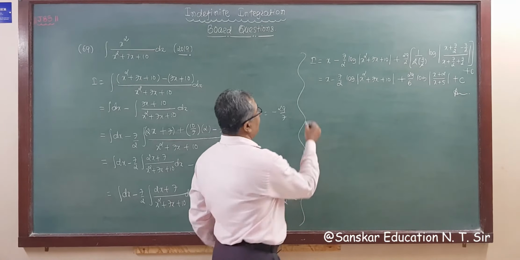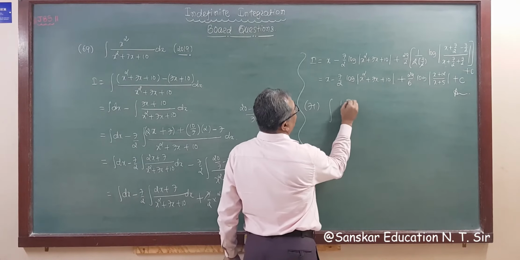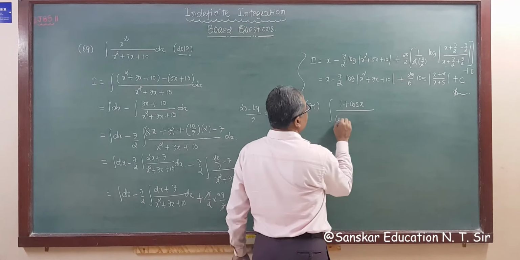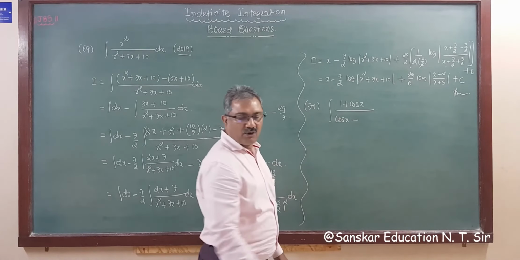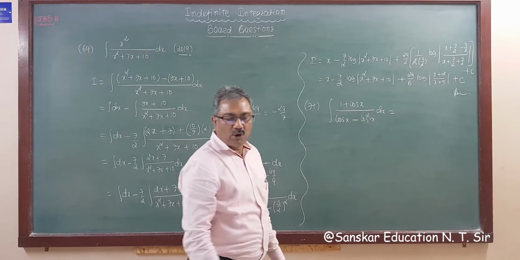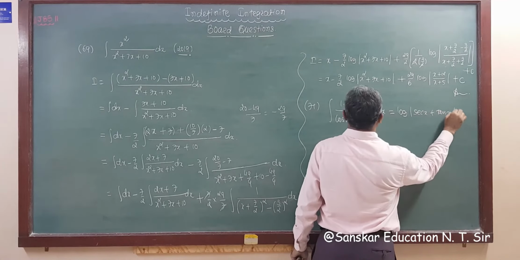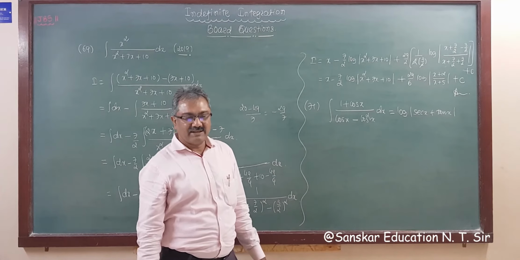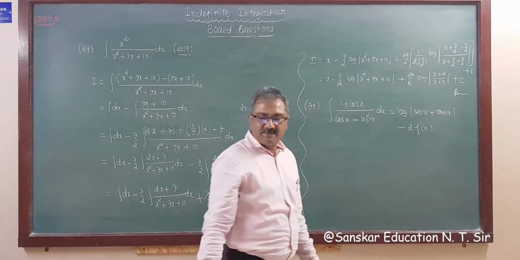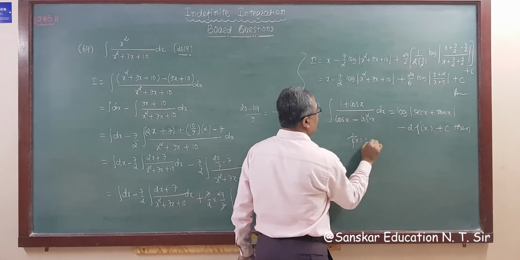Then you have question 71, right? So question number 71 is integration of 1 plus cos x whole upon cos x minus cos square x dx is equal to log mod sec x plus 10x, minus 2 times f dash x plus c, then you have to find out f x is equal to what.